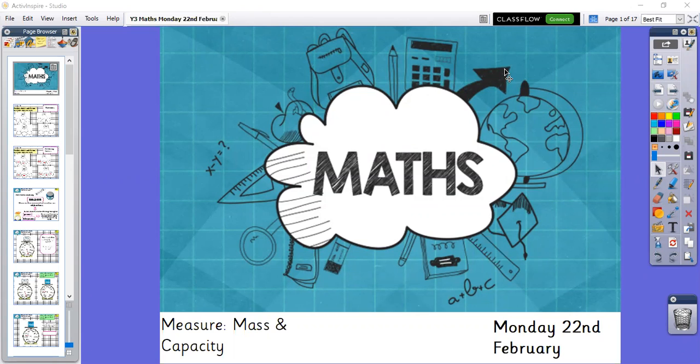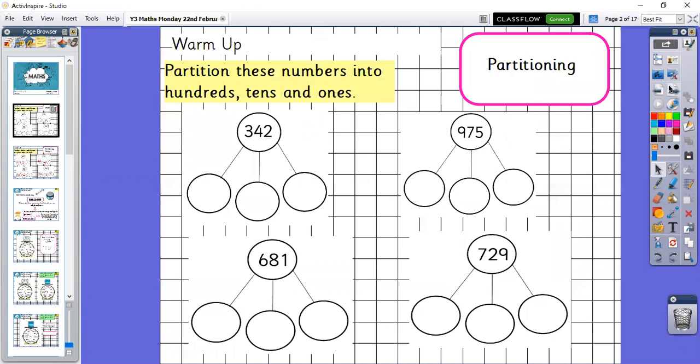Now our maths this unit is going to be working on mass and capacity. I'll explain a little bit more about those in just a minute, but just to get us warmed up, I thought I'd go a little bit easy on our first day back. I would like you to have a go at partitioning these numbers into hundreds, tens and ones, please. So pause the video here and see if you can give it a go.